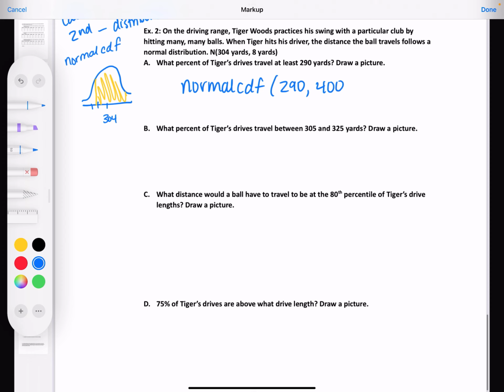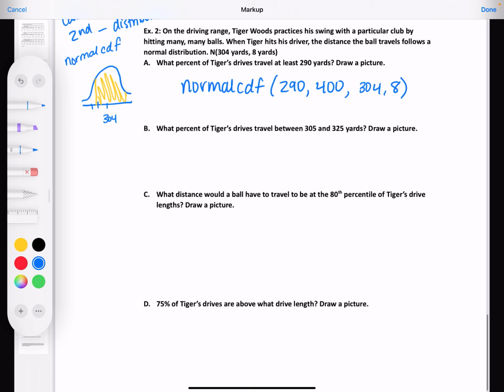You may see on your calculator that it shows you 1E99. If it has that, there's nothing wrong. You don't need to change it. You can leave it. But with a problem like this, you don't have to go out that big. And then it asks for your mean, which is 304, and your standard deviation of 8. And then if you hit enter, it'll give you out a percent.